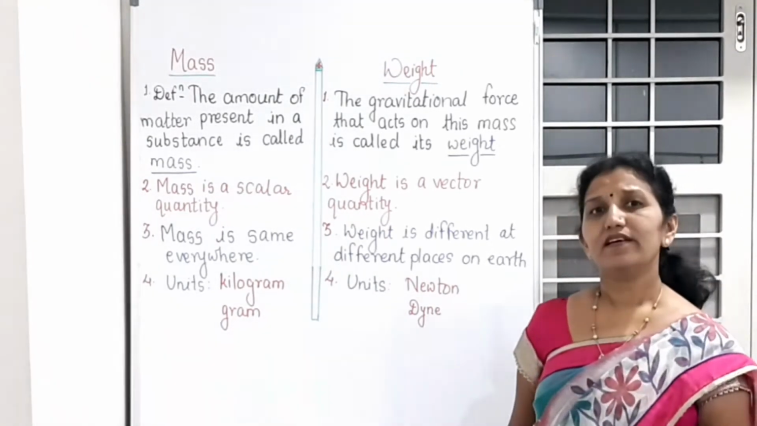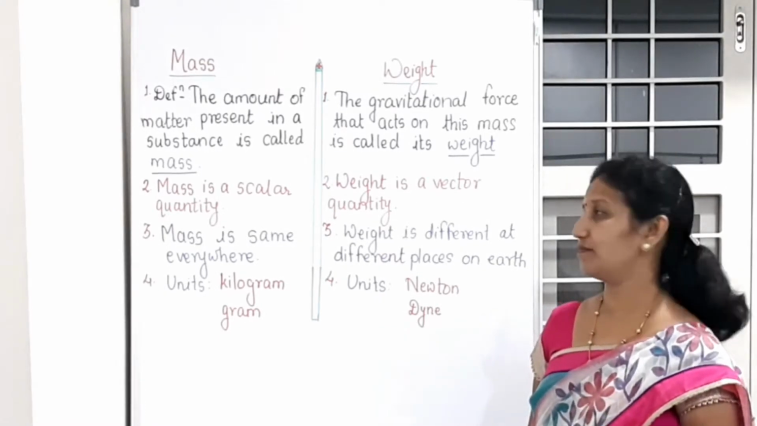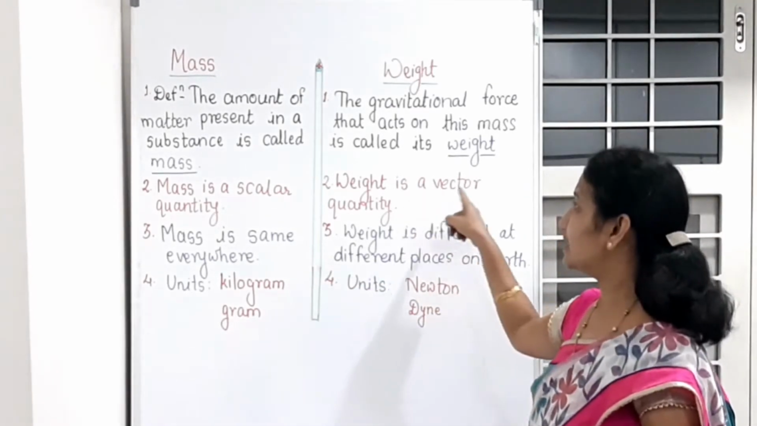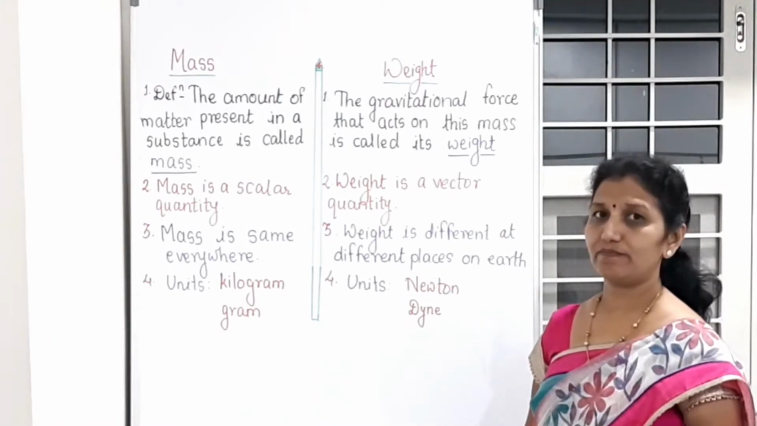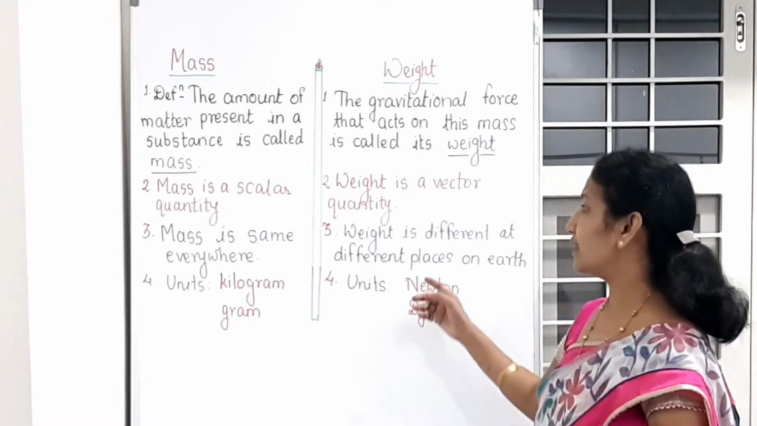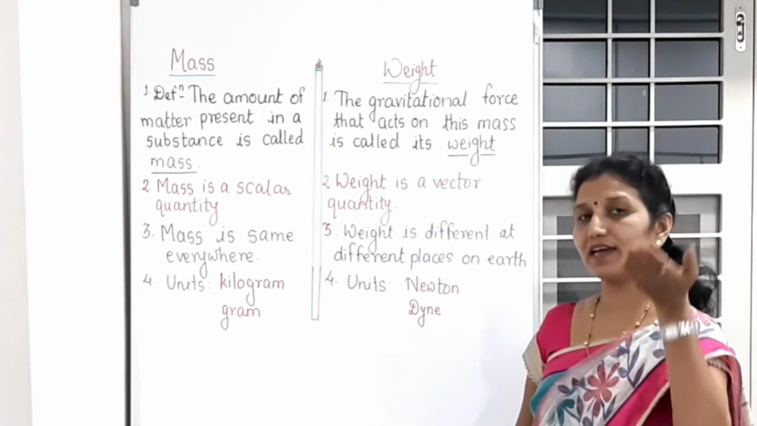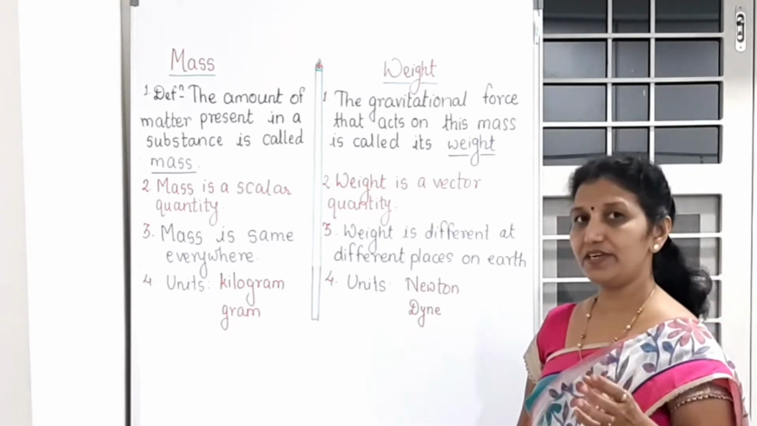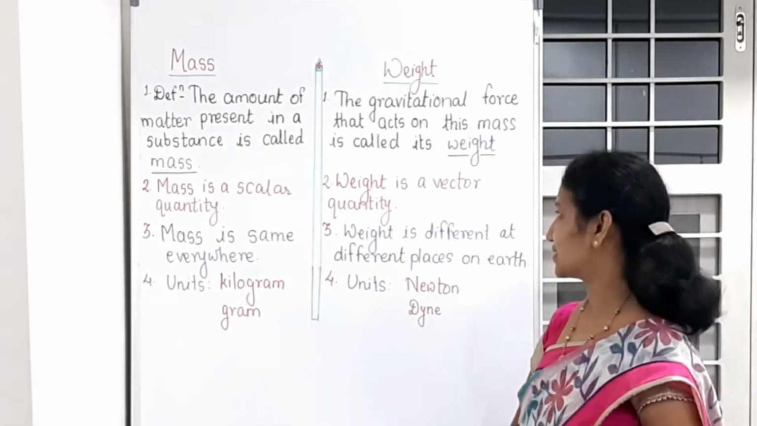Now mass is a scalar quantity because it is the same everywhere. Mass is the same at every place, and weight is a vector quantity because weight is different at different places. If we go to higher altitudes, weight is different. It reduces at high altitudes.